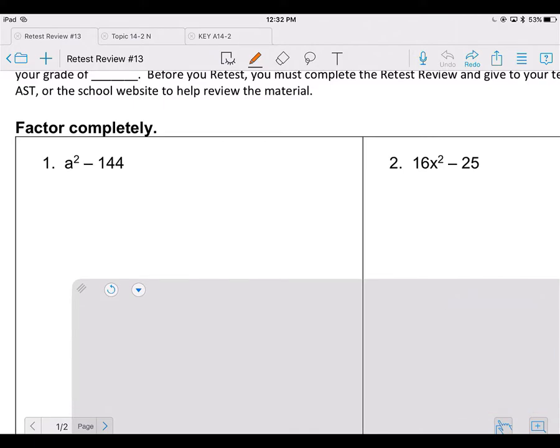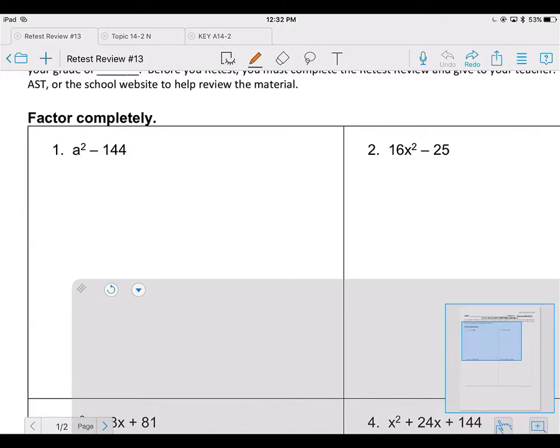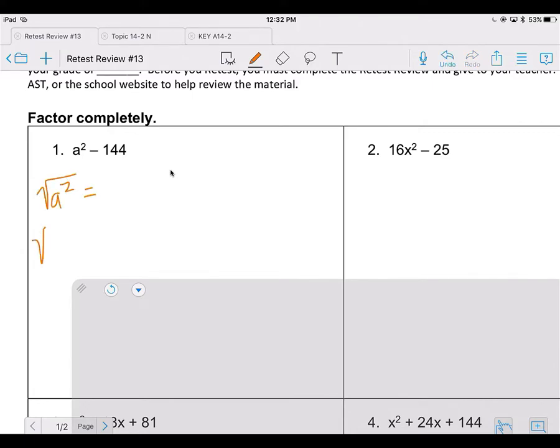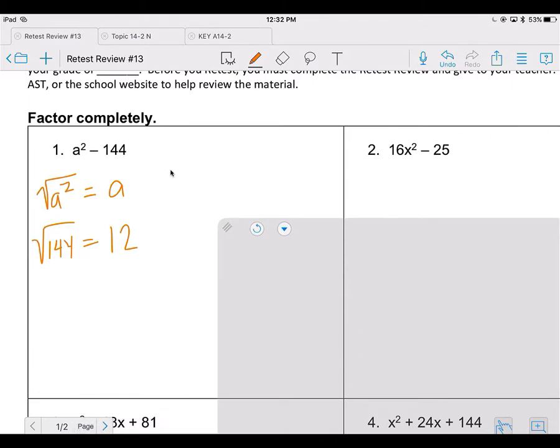When I look at problem 1, it says a squared minus 144. If I am to factor this completely, I can see that because I only have two terms, my a squared and a number and no middle term, this is a difference of squares. To complete a difference of squares quickly, you can take the square root of both terms and ignore the negative for now. So the square root of a squared is a, and the square root of 144 is 12. To write your final answer, you make one positive and one negative.